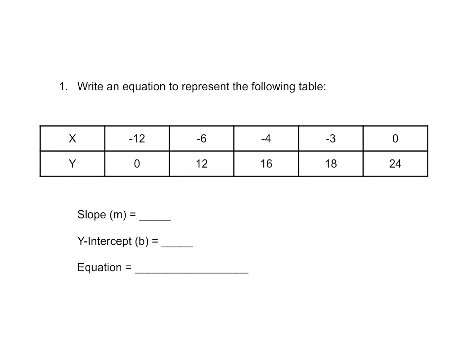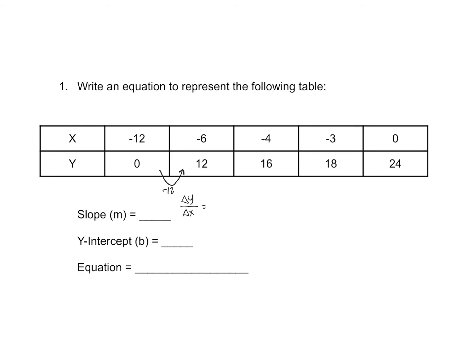So let's start by finding our slope. To find our slope, we need to find the change in y over the change in x in this table. So let's start by finding our change in y. To do that, we're going to go from one point to the next and see what we had to do to get from one to the other. So to get from 0 to 12, we had to add 12.